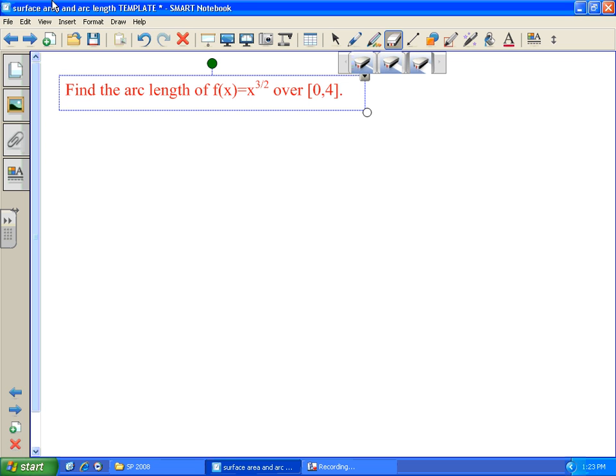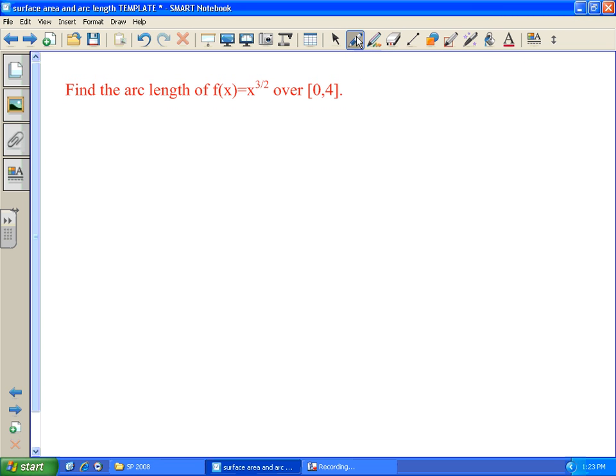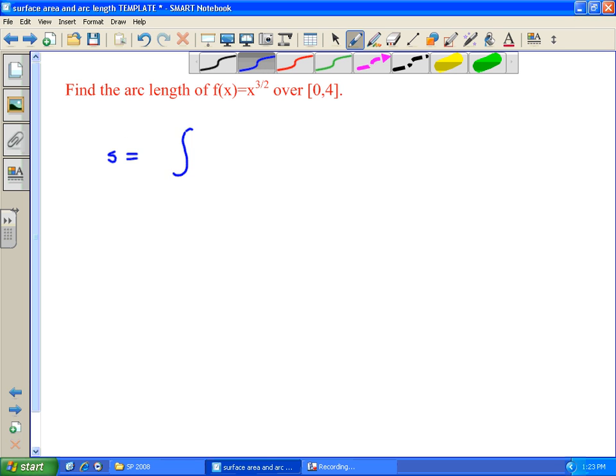This one we can actually integrate, but don't be surprised if there are several examples in your textbook and group activity that say just set it up and use your calculator. So this one we can actually do. The formula we just learned was arc length, usually represented by lowercase s, equals the integral of the square root of 1 plus dy/dx quantity squared, dx on the outside. In this case, limits are 0 to 4.